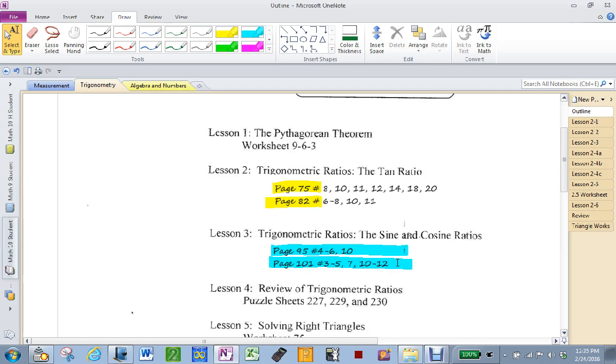Ladies and gentlemen, on page 101, don't do number 11 yet because I haven't shown you what the words in the question mean. Most of you could probably figure it out, but don't, because it's in your notes in a little bit, okay? Everybody cool? So page 95, 4, 5, 6, 10. Page 101, 3, 4, 5, 7, 10, and 12.